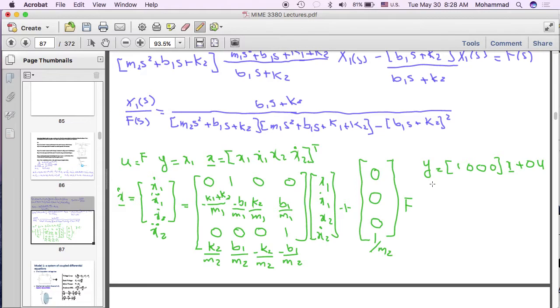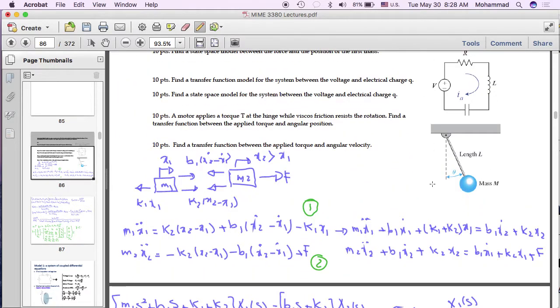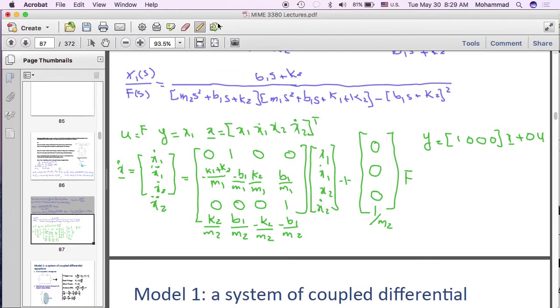So we're good so far? Now let's go to the next question. Find the transfer function model for this electric system between voltage and electric charge. So we want a transfer function, followed by the state space model between voltage and electric charge. So what we need is the equation. Let me go ahead and add a page.